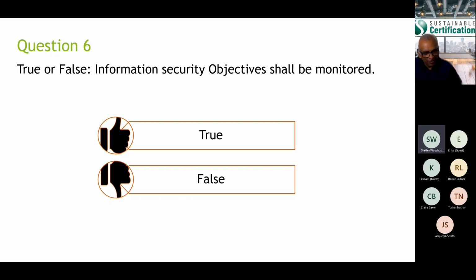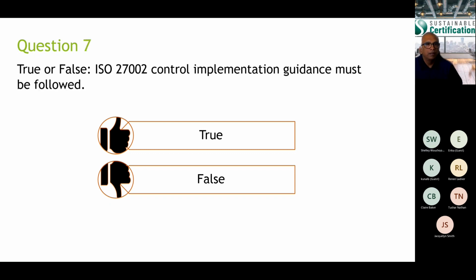True. Right, because now it is a mandatory requirement in ISO 27001 that it has to be monitored. Next, ISO 27002 control implementation guidance must be followed. True. Again, must is not a mandatory thing, and that's why must be followed is not true. So it is false. It is something which you can consider following, but it is not a mandatory requirement. Guidance is only guidance. It is not the requirement.